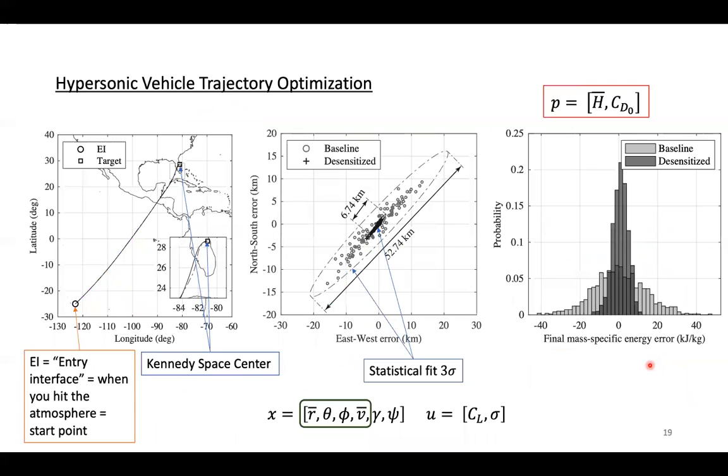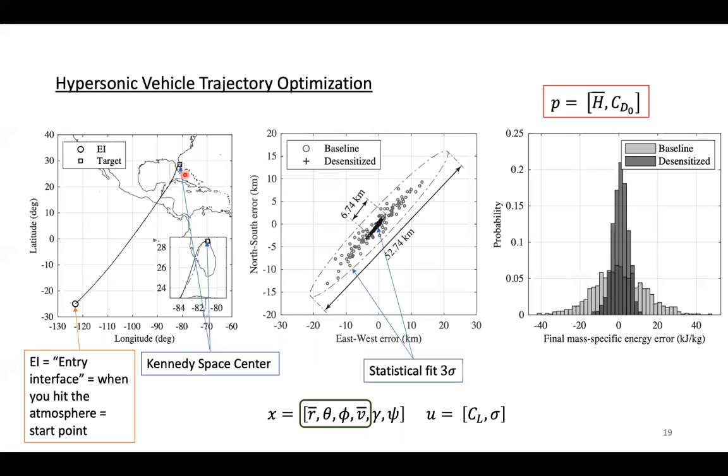This is another example, I think more relevant to aerospace people, where I'm trying to plan a trajectory for a hypersonic vehicle that is entering the atmosphere somewhere over the Pacific, and it wants to reach the Kennedy Space Center in minimum time. But apart from minimum time, I'm concerned about the error in the final position and also the error in the final energy. If you are an aerospace engineer, you know that energy variations are very important.